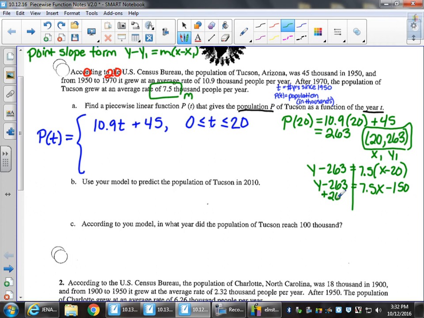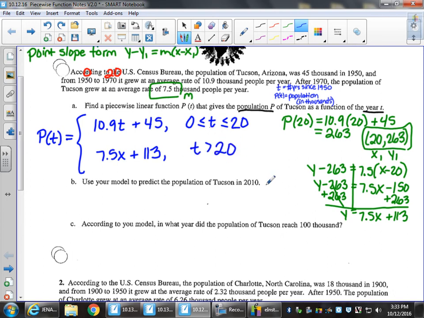Add 263 to both sides. Y equals 7.5x plus 113. So my next piece is 7.5x plus 113, and that is for all years after 1970, so for all years where t is greater than 20, and I'm done.